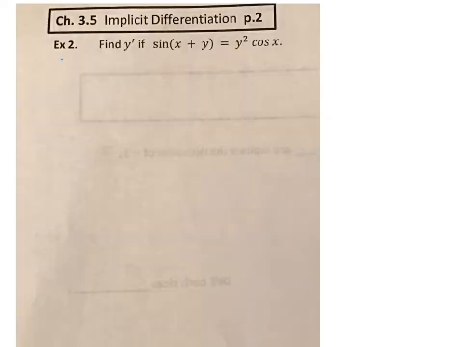In example number 2, we are going to find the derivative dy/dx of the function with a mixture of two variables x and y. Notice that we don't have to solve for y in terms of x. We can just use implicit differentiation and start solving. Now first, I take the derivative d/dx of both sides. So d/dx of sine of (x plus y) and d/dx of y squared times cosine of x.